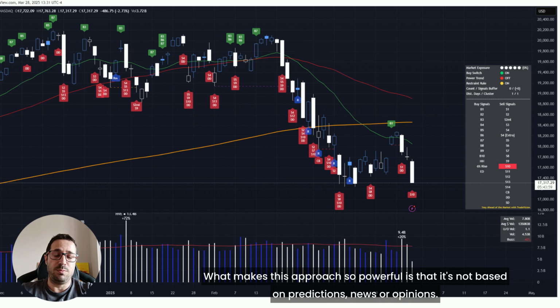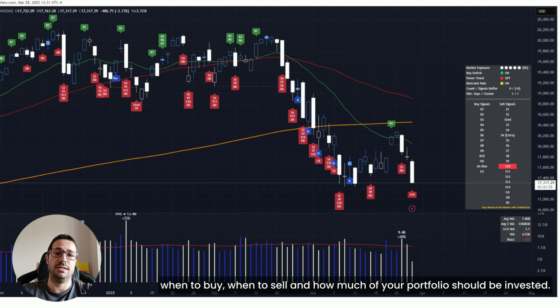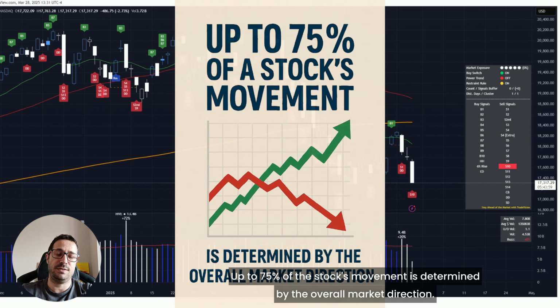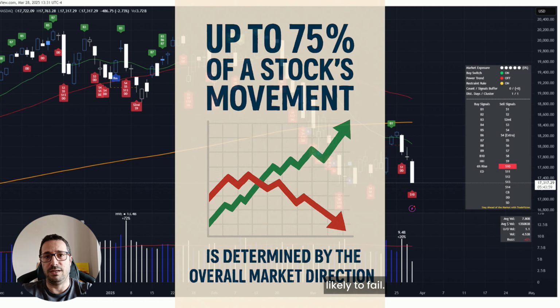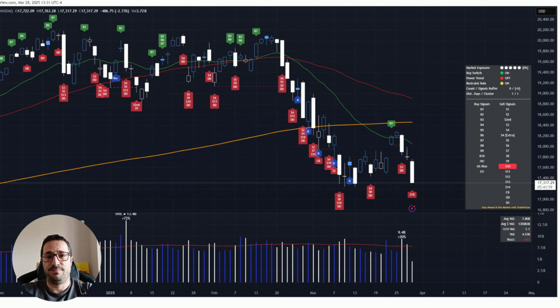What makes this approach so powerful is that it's not based on predictions, news, or opinions. Instead, it relies on specific signals derived from the IBD Market School seminar to identify when to buy, when to sell, and how much of your portfolio should be invested. The most critical concept to understand is this. Up to 75% of the stock's movement is determined by the overall market direction. You can pick the best stock in the world, but if you buy it during a market correction, it's likely to fail. This system helps you stay on the right side of the market.